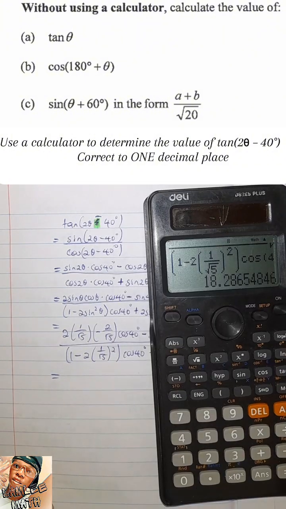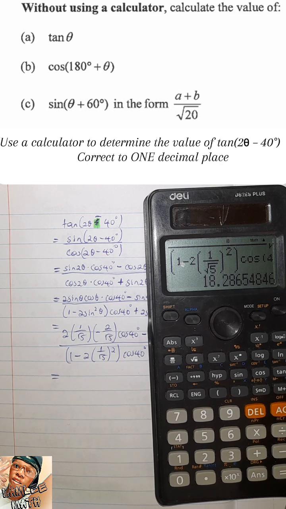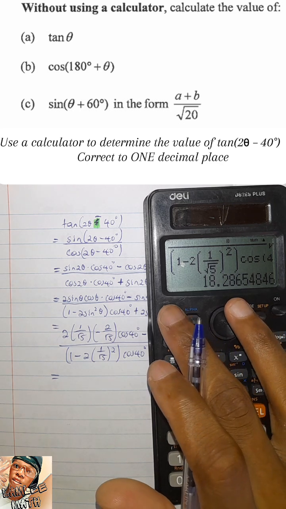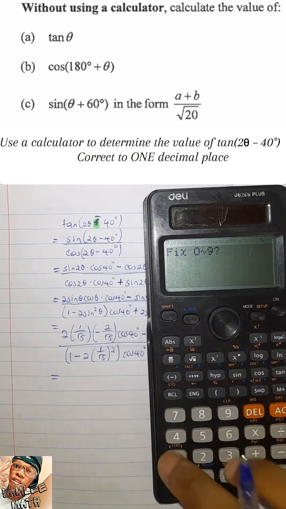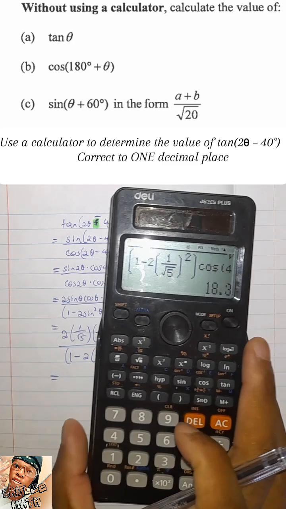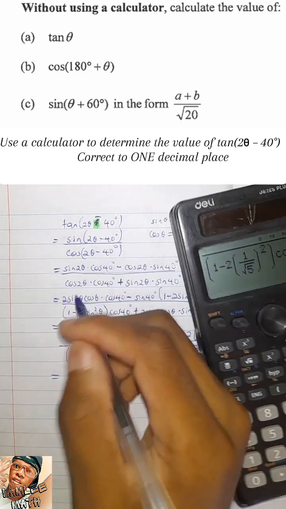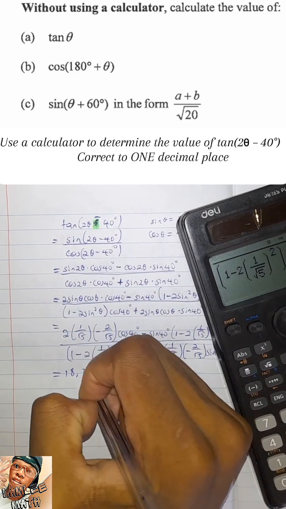So now the answer is 18.2. How many decimal places did they want? Okay, they wanted it in 1 decimal place. So the answer is 18.3. So the answer here is 18.3.